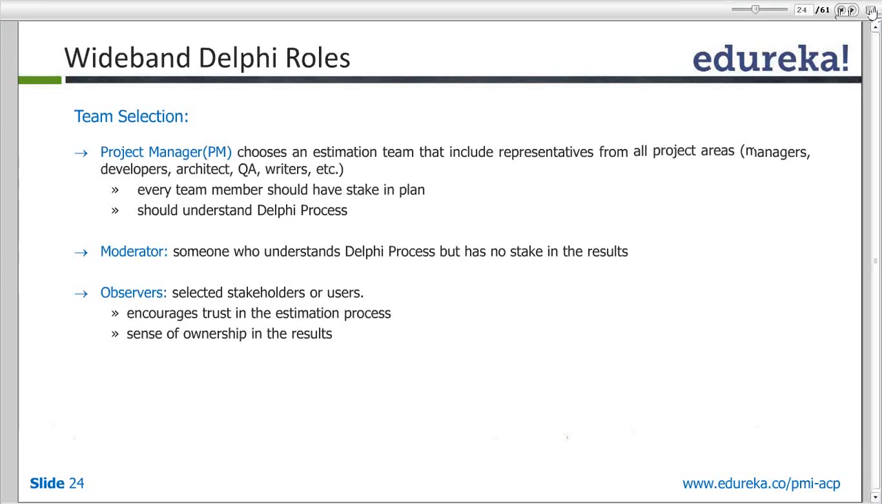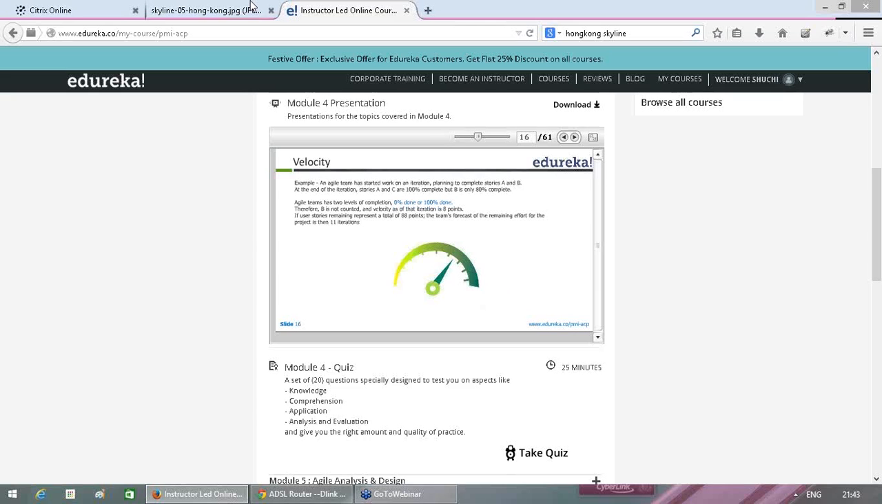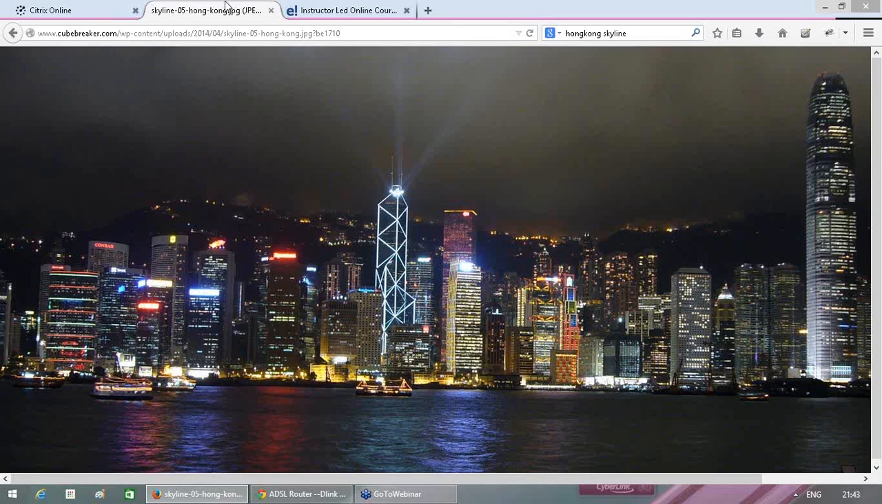So just now when we were doing this estimation of the building, we followed Wideband Delphi. Did you realize that? I gave you the requirement, right? I told you not to discuss it with each other, do it at an individual level. So that was your individual preparation. Then you came together in a group and we discussed it.